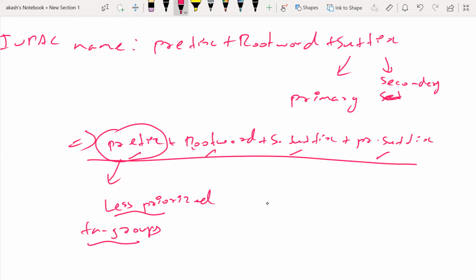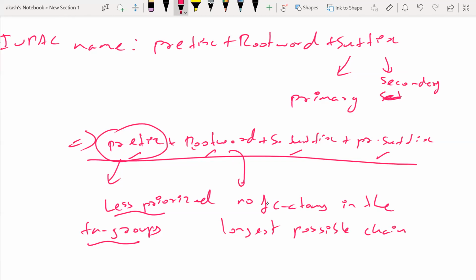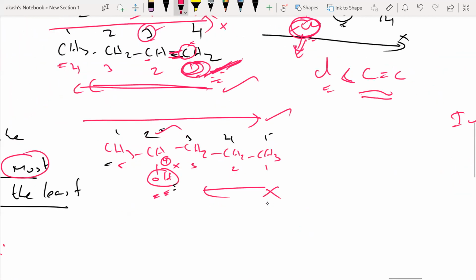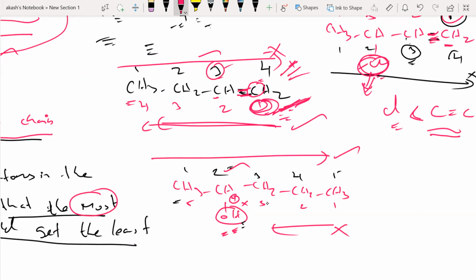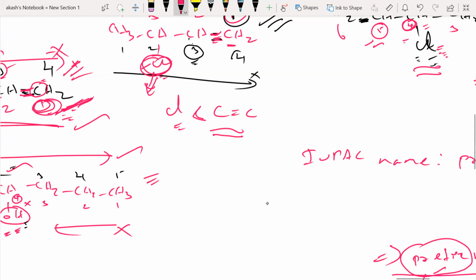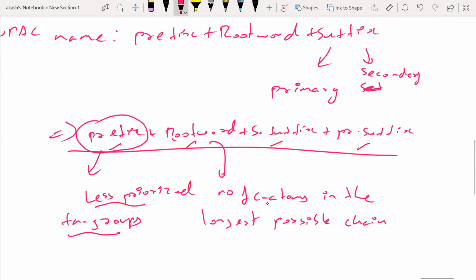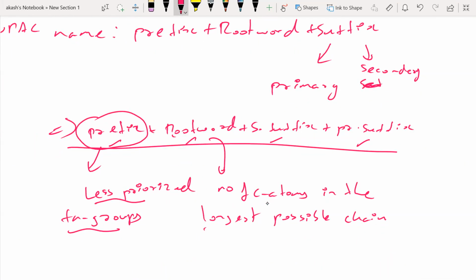What does the root word tell you? The root word tells you the number of carbon atoms in the longest possible chain. We gave numbers and understood how many carbon atoms are there. Say in this case, 4 carbon atoms are there. In this case, 5 carbon atoms. In some other case, 7 carbon atoms might be there. So the root word gives information about how many carbon atoms are there in the longest possible chain, obviously only the longest possible chain.